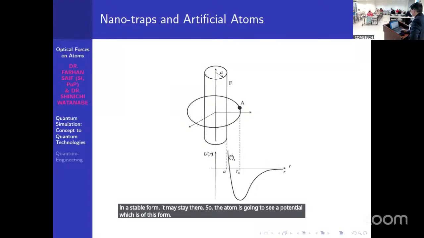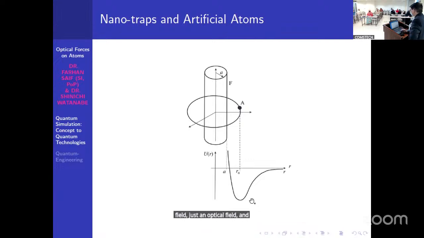So the atom is going to see a potential which is of this form. This is close to the surface. We see an exponentially decaying field. This is an optical field. And as we go away from the surface, there is centrifugal force. So if the atom comes closer to the surface, it will see a dominant optical field. If it is away from the surface, it will be seeing a dominant centrifugal potential. So this is something which is going to make this complete.